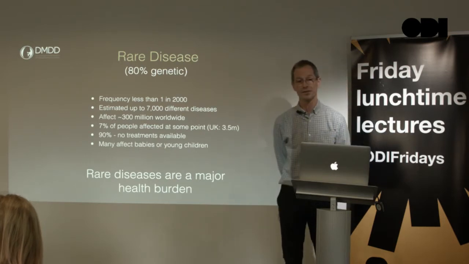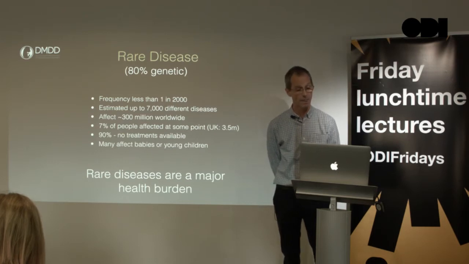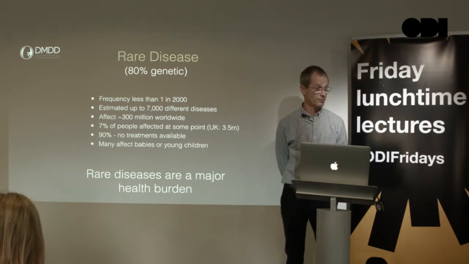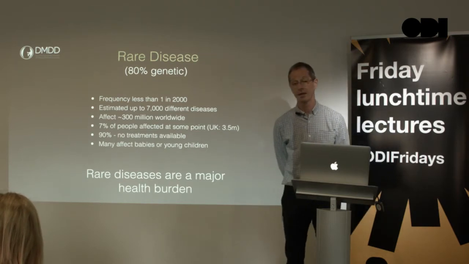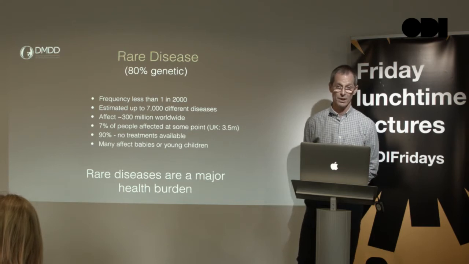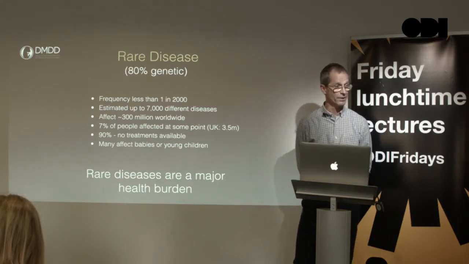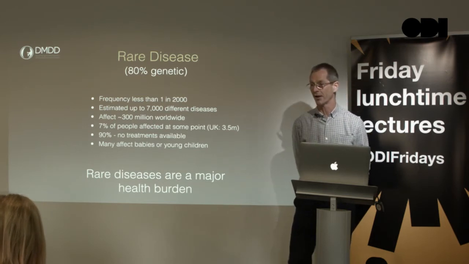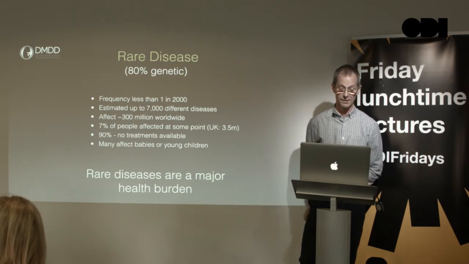In most cases, there is no treatment known for these rare diseases, and we don't know the genetic basis of them. Many of those, again, affect babies or young children, and a proportion of them cause babies to die shortly after birth. So rare diseases are another health burden, and another black area where we know very little about their basis.